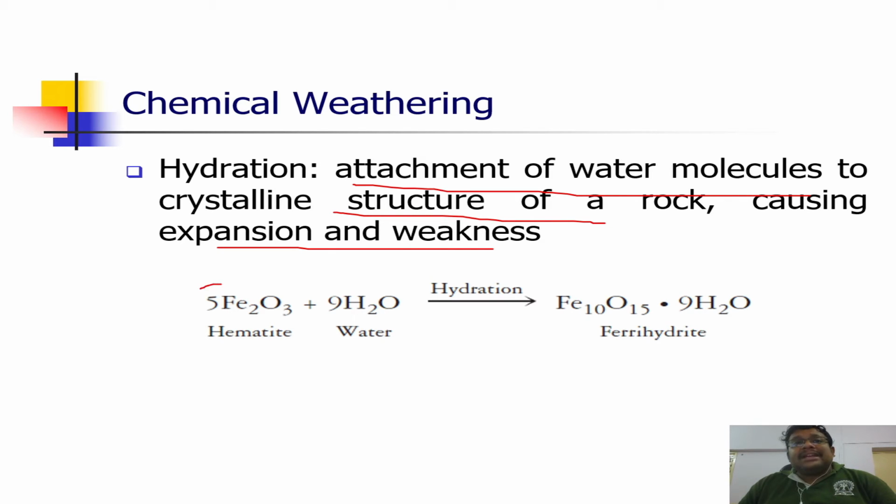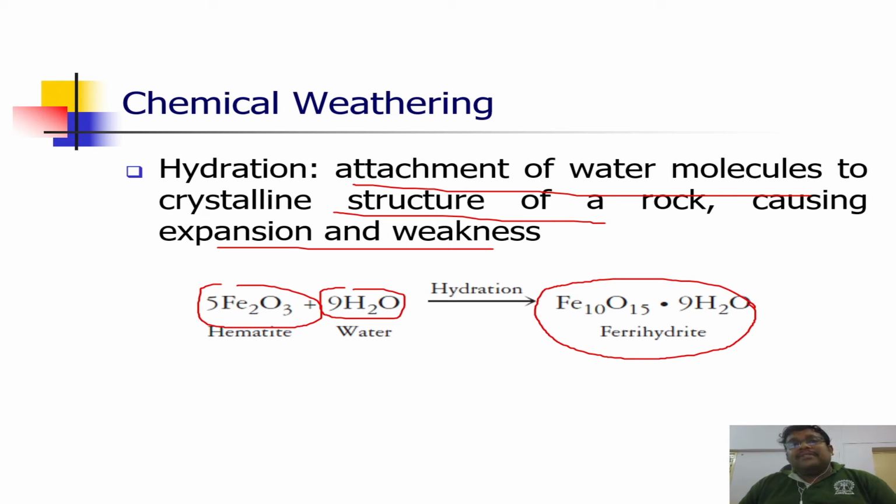As you can see, the hematite mineral is there in the soil, and when water molecules get attached through the process of hydration, it produces ferrihydrite, changing the chemical composition of hematite. Hematite has the chemical composition Fe2O3, and due to the hydration process it changes into ferrihydrite. So you can see there is a change in the chemical composition of the material. As you know, the other name for chemical weathering is decomposition, so this is a perfect example of a decomposition process.